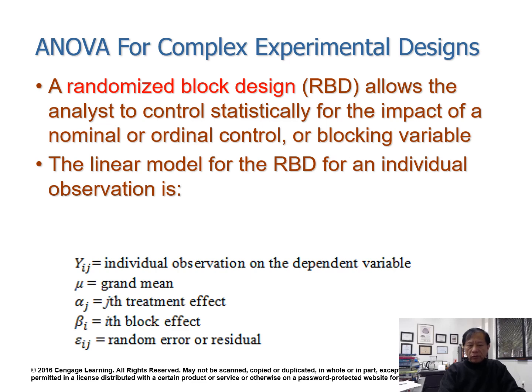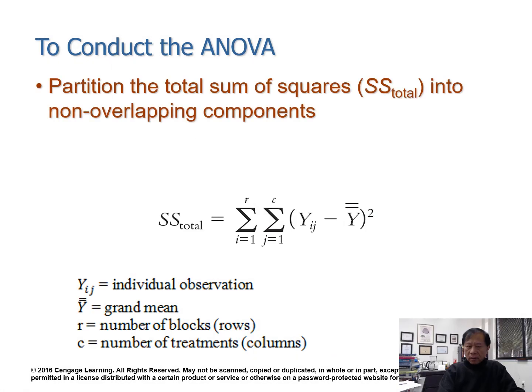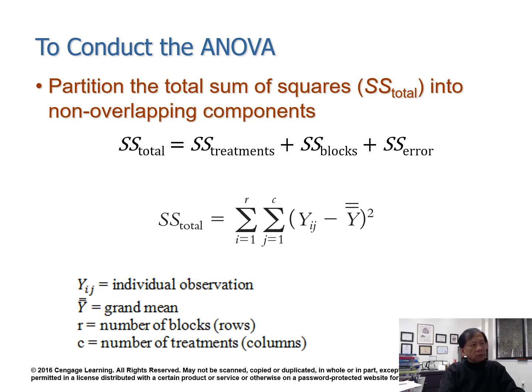The linear model for randomized block design is this: alpha is the effect from the treatment, beta is the effect from the blocking variables, and then errors. That's the ANOVA for a complex experimental design, RBD, randomized block design. To conduct ANOVA, we calculate the sum of squares total from treatment, blocks, and error, and the total is defined using this equation here. Y double bar is the grand mean across all the treatments or all the blocks, rows and columns. That's the total sum of squares.